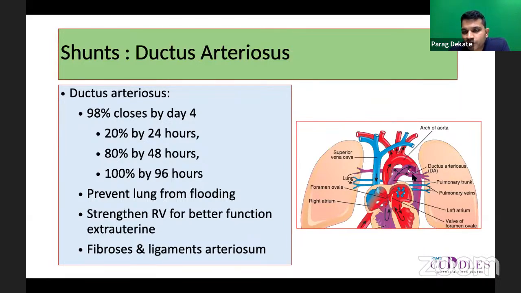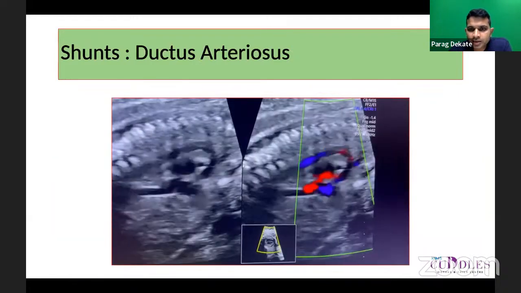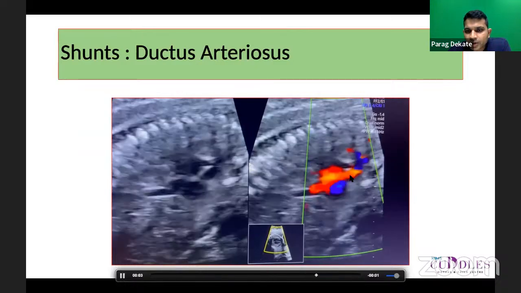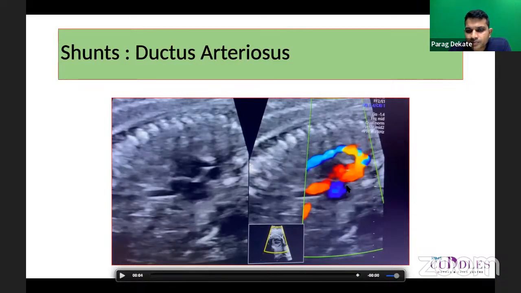At the same point of time, once it is closed, it helps the right ventricle strengthen and function better because it is not hypertrophied. So it will help the RV pump blood into the lungs. And ultimately, the part which closes turns into a small fibrous ligament over time. You can see here, this is the arch of the aorta, and this is the pulmonary artery, and you can see a connection here.